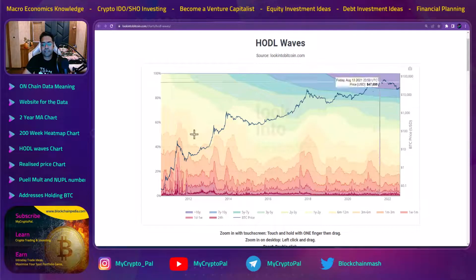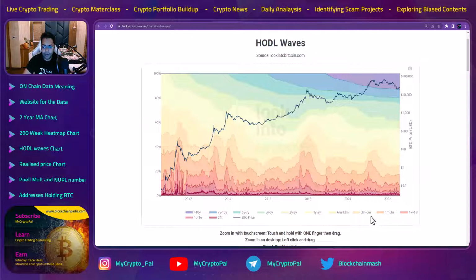Now this is a very important chart called the HODL waves. It tracks the amount of people holding Bitcoin over years. Like you can see, there is a timeline over here: 24 hours, 1 day, 1 week, 1 month, 3 to 6 months, 6 to 12 months, 1 year to 2 years. And from here on, you can see it goes to 10 years.